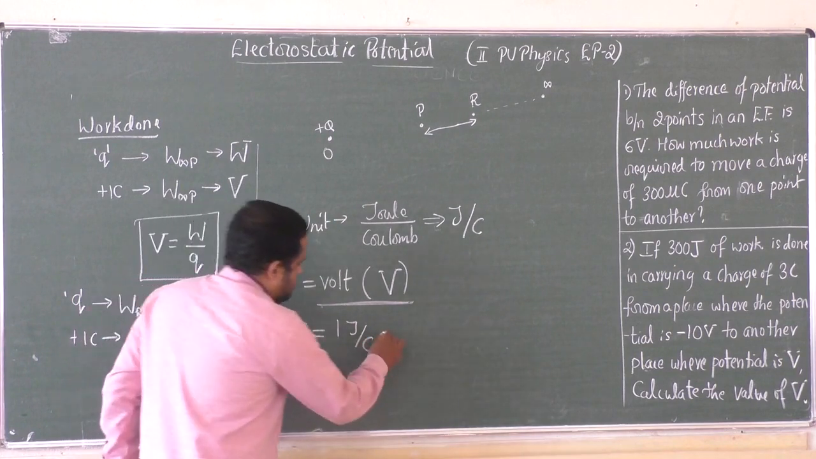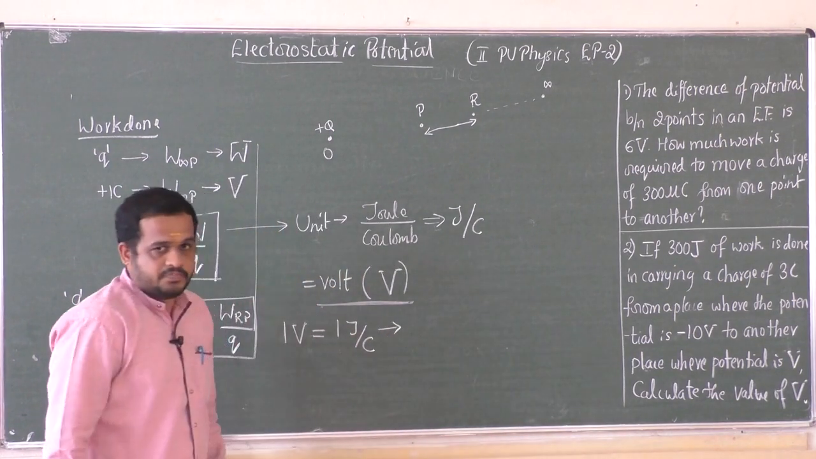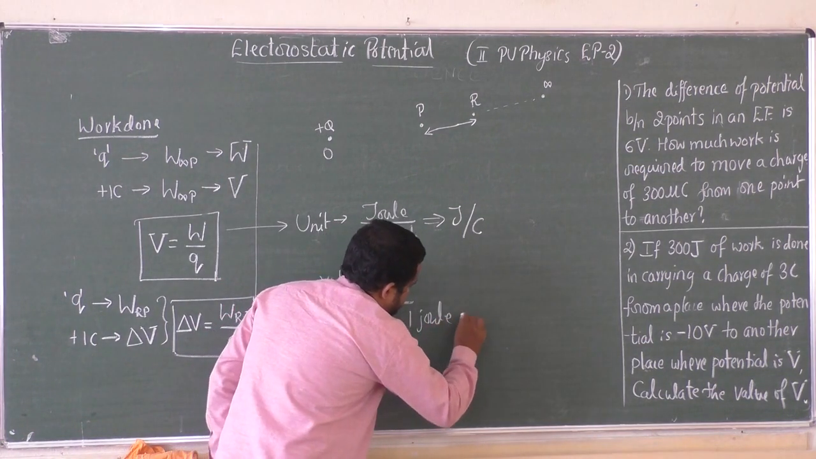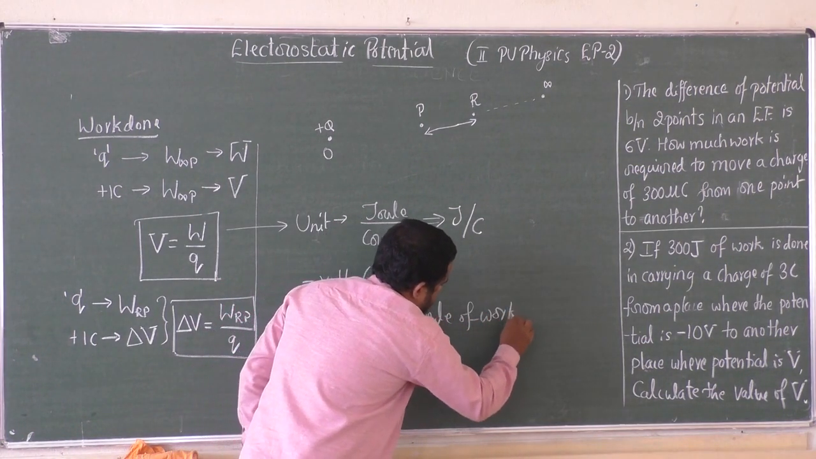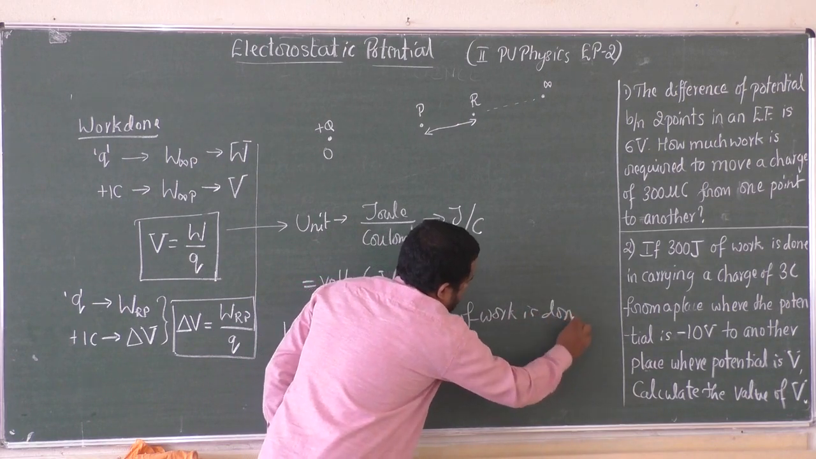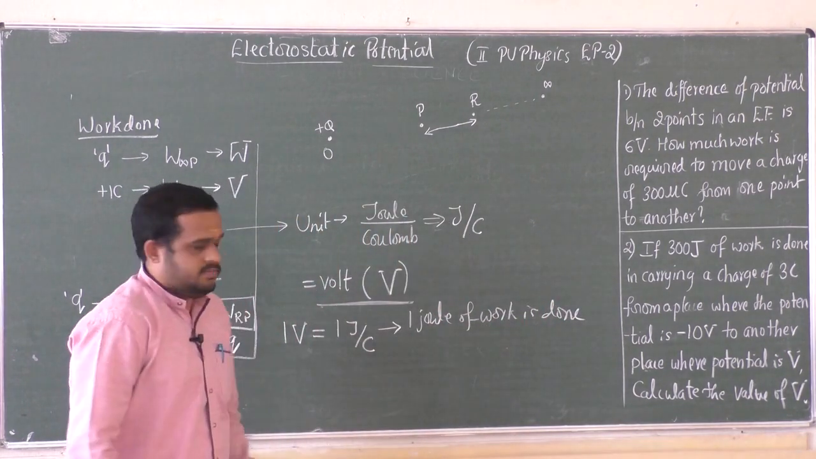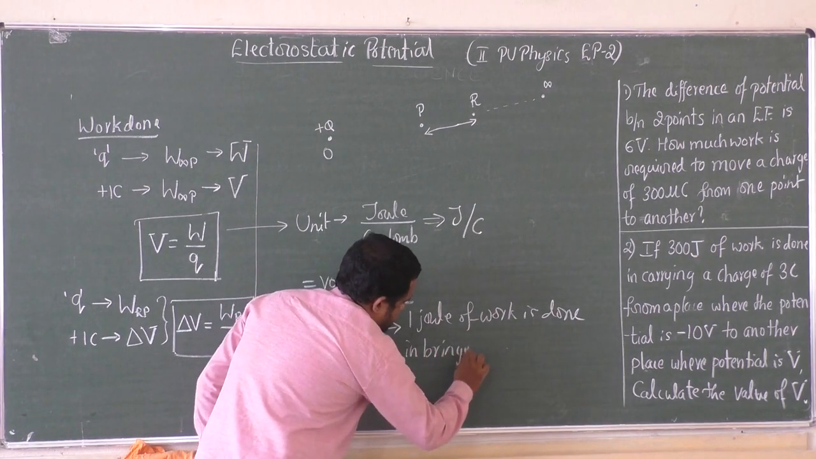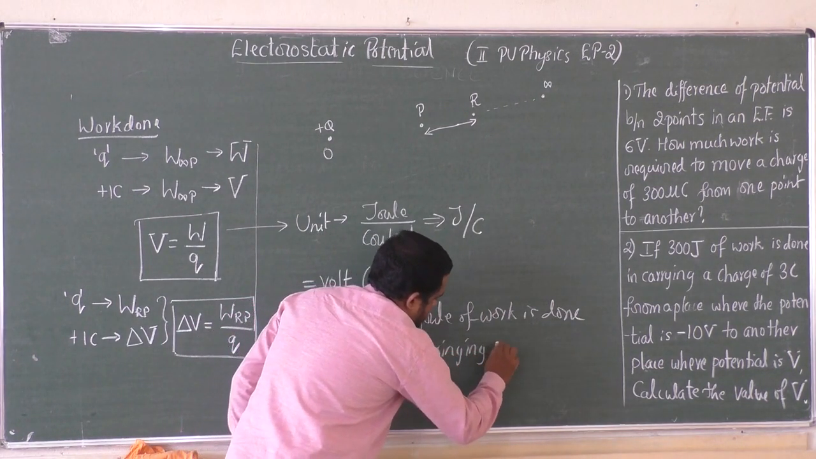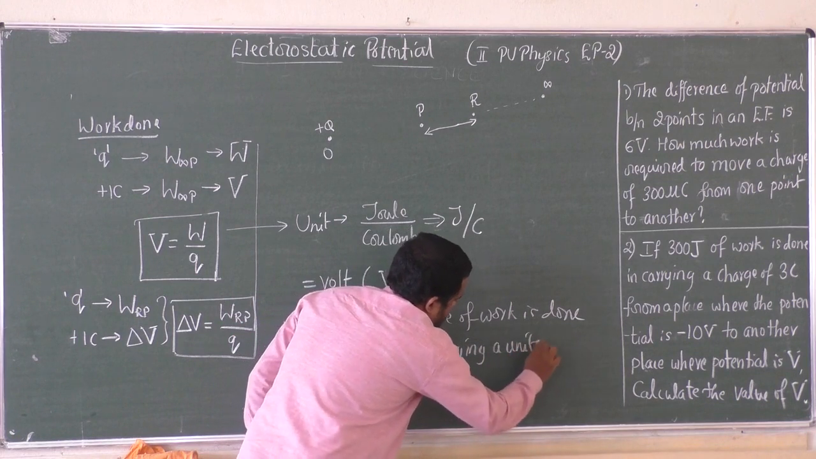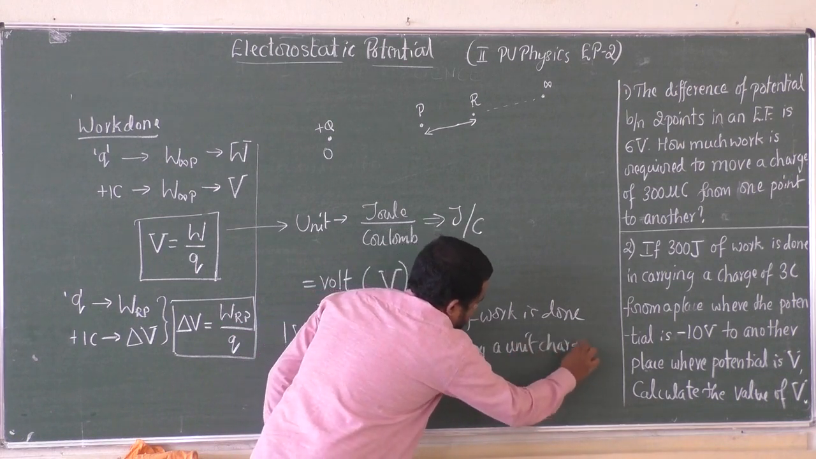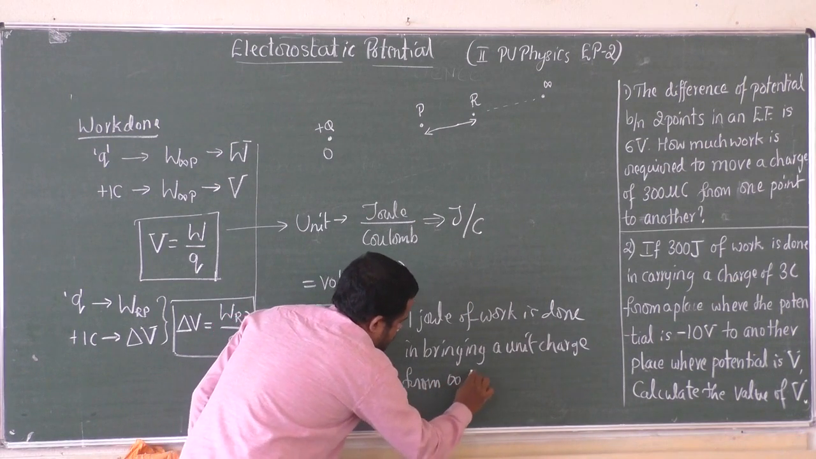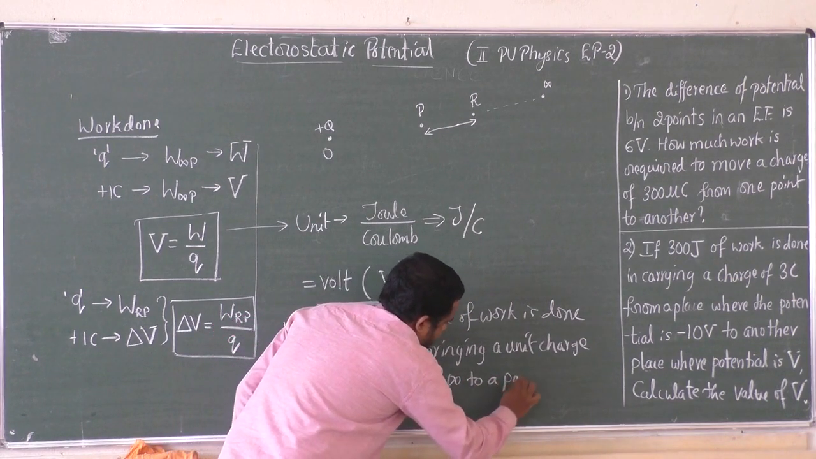What is the statement or what is the definition now? If 1 joule of work is done in bringing a unit charge from where to where? From infinity to a point.